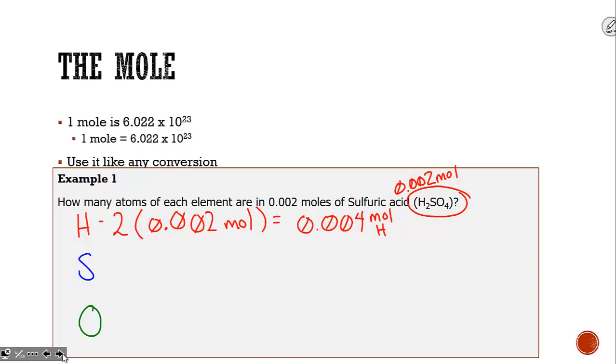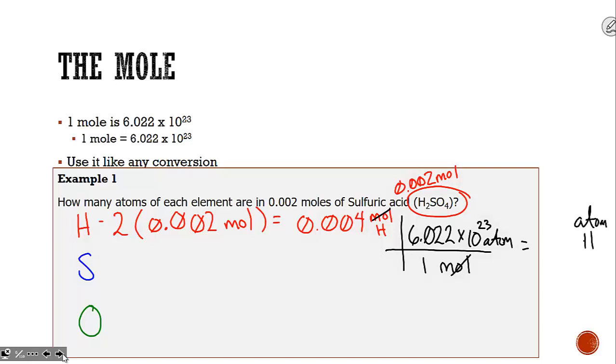And then it's a simple matter of converting moles into atoms. There are 6.022 times 10 to the 23rd atoms in every 1 mole. The moles cancel out, leaving me with how many atoms of hydrogen are present. So we find that there are 2.41 times 10 to the 21st atoms of hydrogen in our sample.